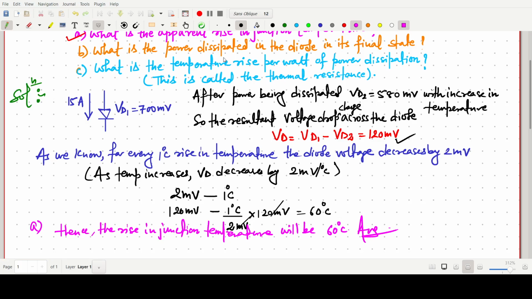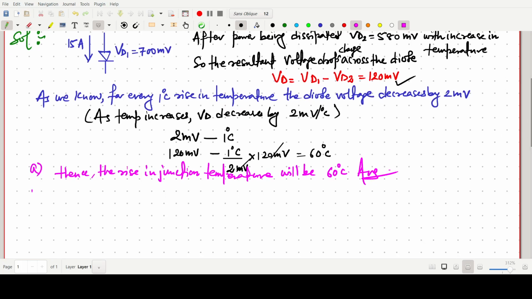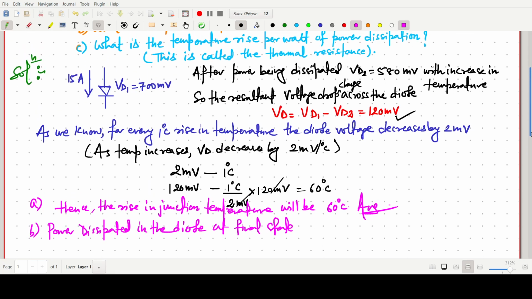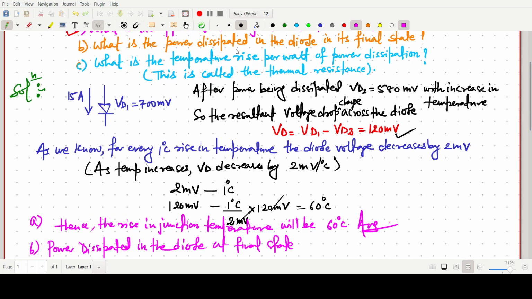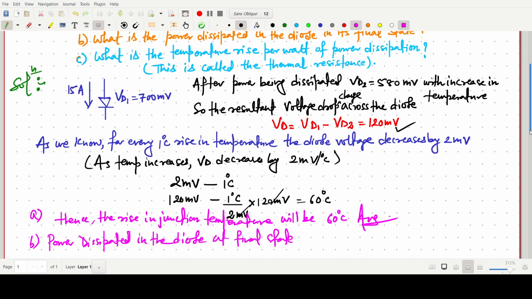Okay. Second, what is the power dissipated in the diode in the final state? We have to find the power dissipated in the diode at final state. Right. So power, P equals VI.